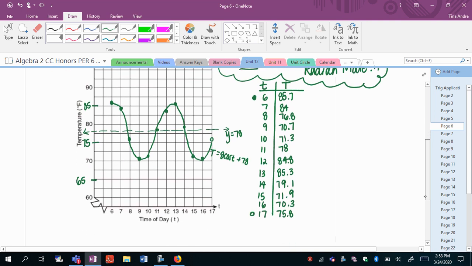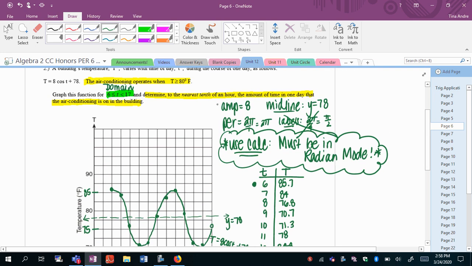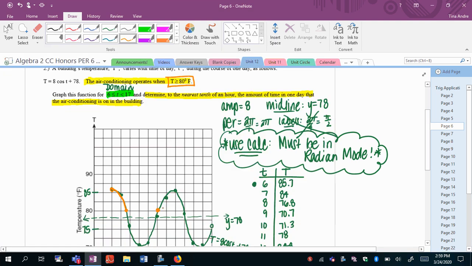And then from there, now we actually have to answer the question. So determine to the nearest tenth of an hour the amount of time in one day that the air conditioning is on in the building. So remember, it's on whenever the temperature is greater than or equal to 80. So basically, here's my 80. So it's on during this section. It's on during this section.